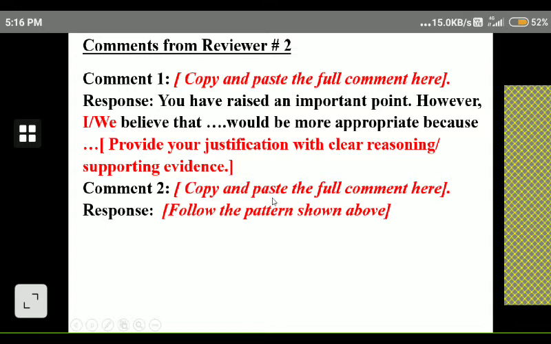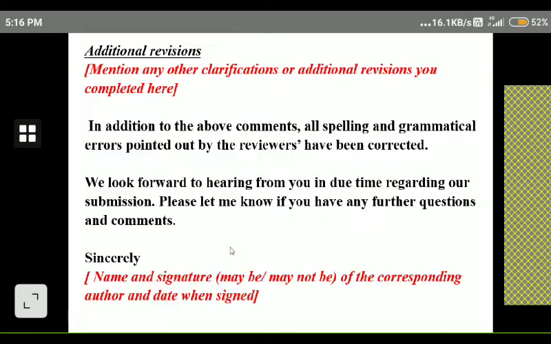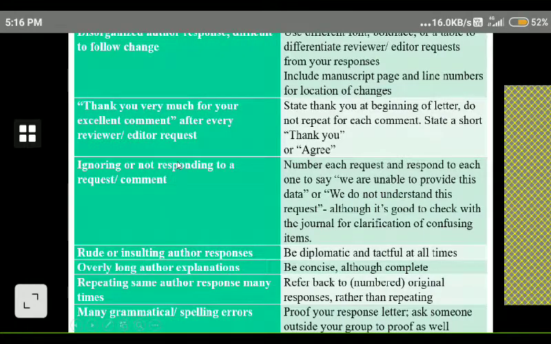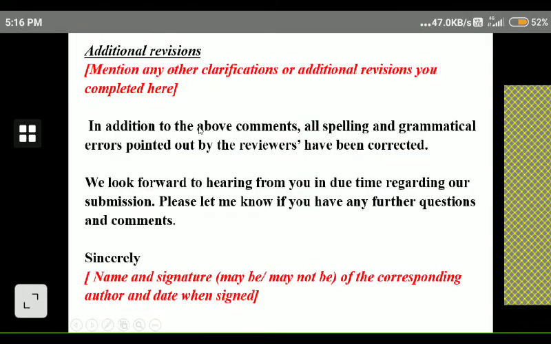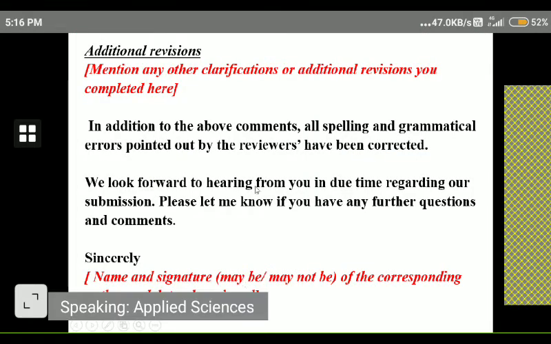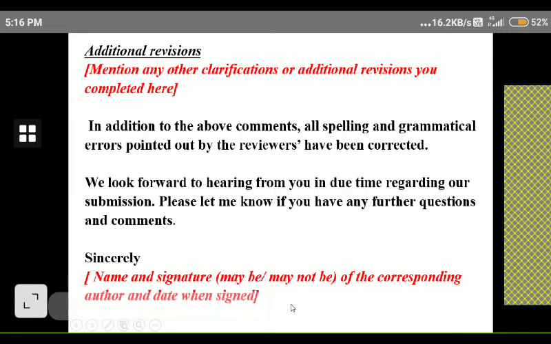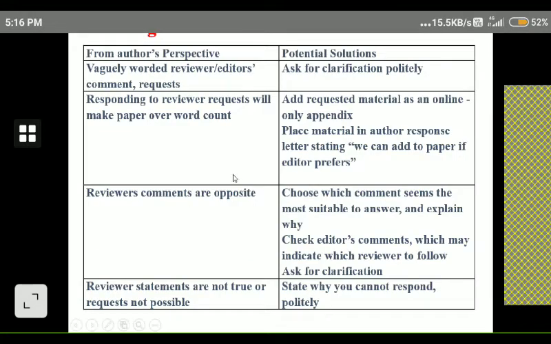And the same thing is happening here. If he is not understanding your work, then you do the same. If you are doing some additional revisions which were not asked for and you have revised them, then you just clearly mention them, and what we have done, you can write this, and then you can finish by signature. If it is not required, but you can write your name, that is also good. And then come more points.